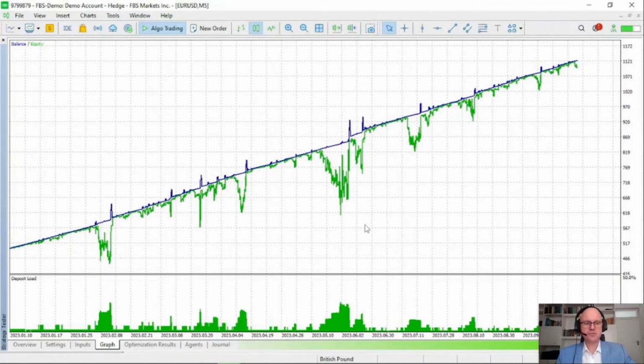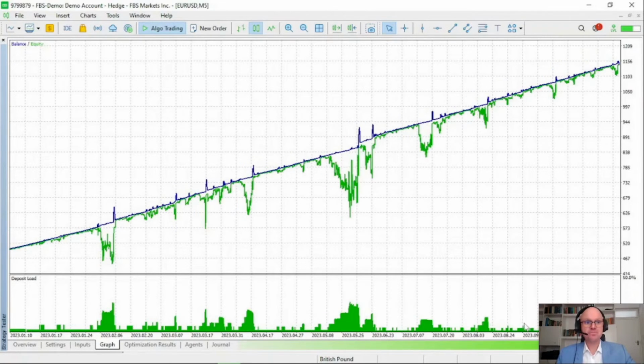So by making those couple of changes to the grid, increasing the grid spacing and decreasing the coefficient, you will notice that it has successfully traded through the same period in which it has previously blown the account.